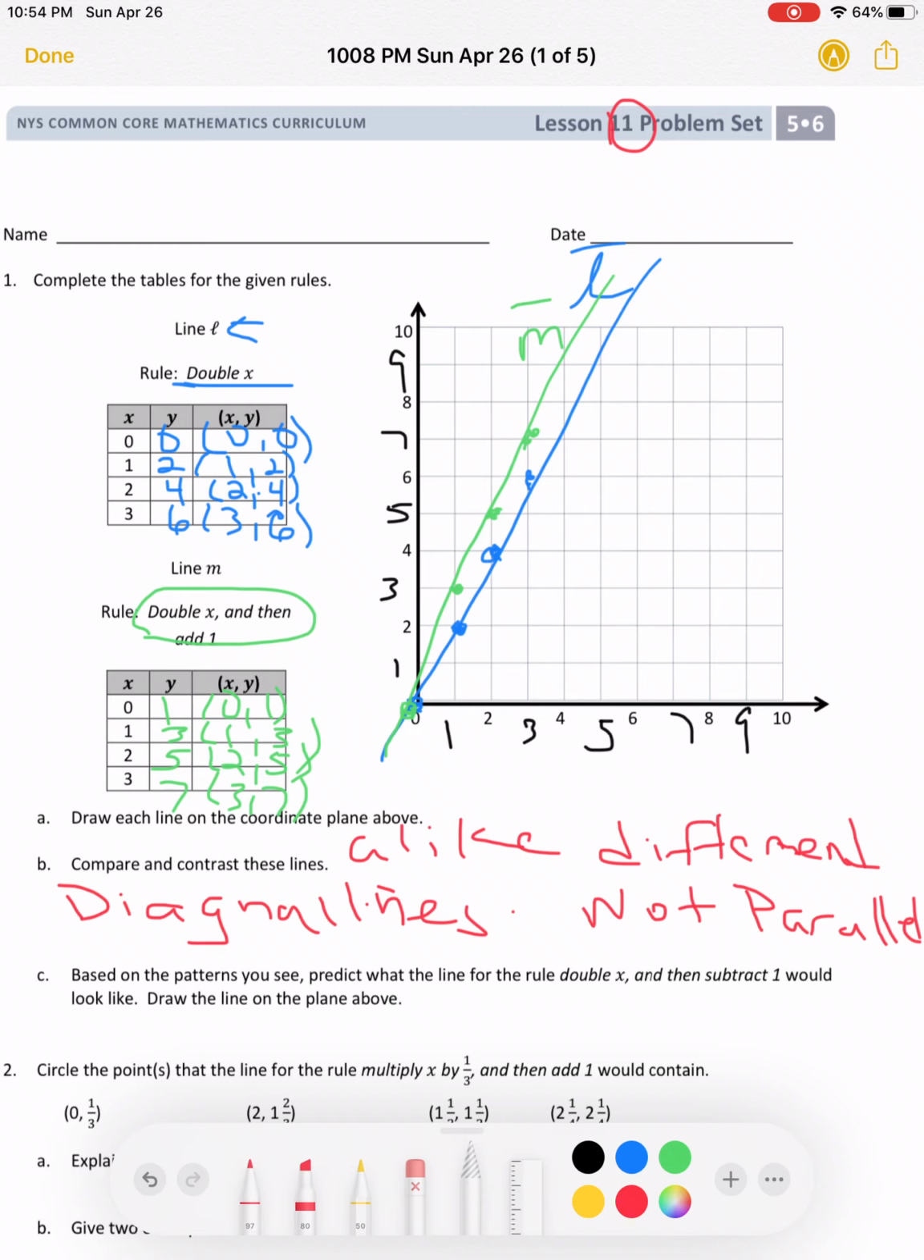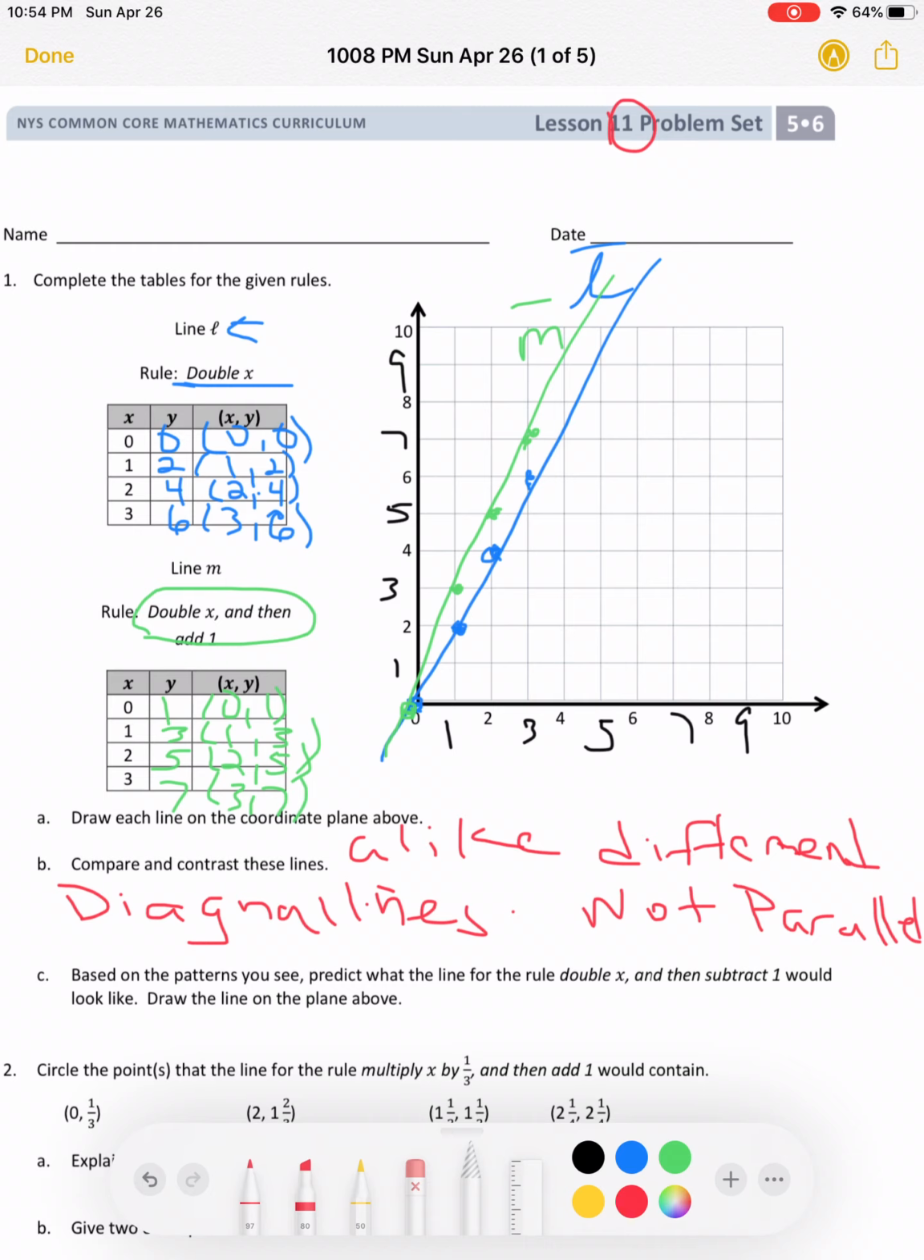Pause the video if you need to think. All right, great. I hope you said below line M and L. Let's talk about why. If double x is plotted here, here we doubled the x and added something more, the values are going to be higher than just double x. Then if the next rule says double x and subtract, take away from x, then those values are going to be lower than double x.